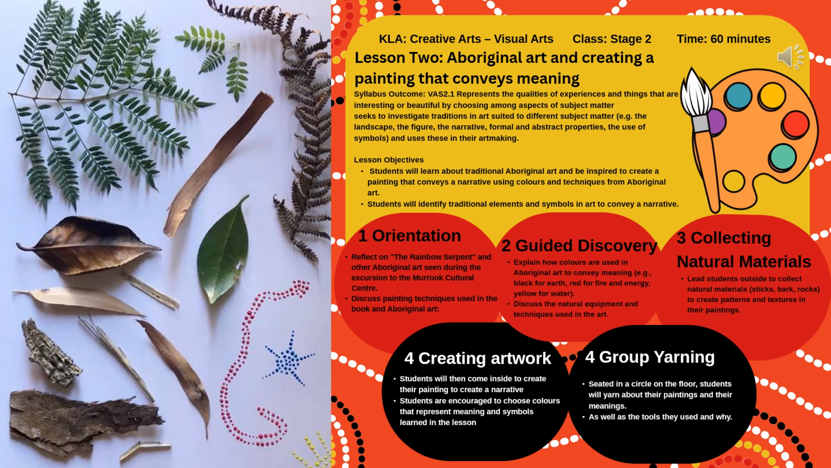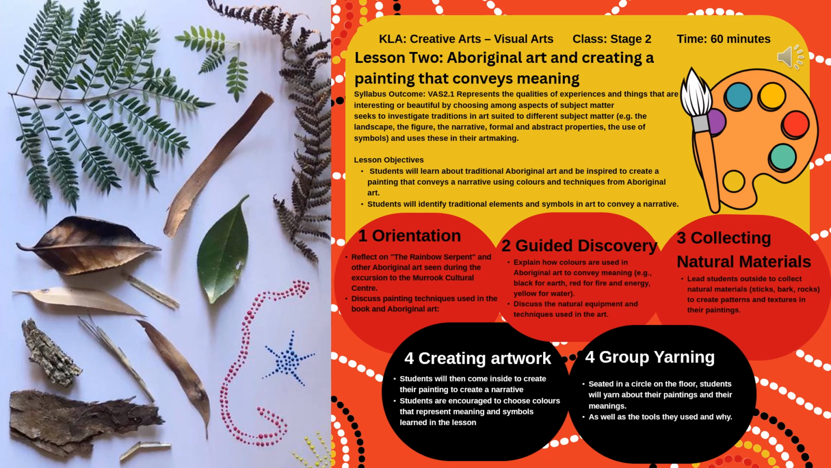The lesson will start with an orientation to Aboriginal art reflecting back to the book The Rainbow Serpent and traditional Aboriginal art seen at the excursion to Murrook Cultural Centre. This will be followed by a guided discovery conducted by the teacher to explain how colours are used in Aboriginal art to convey meaning. Black for earth, red for fire and energy, yellow for water. A discussion about the natural equipment and techniques used in the art will also take place.